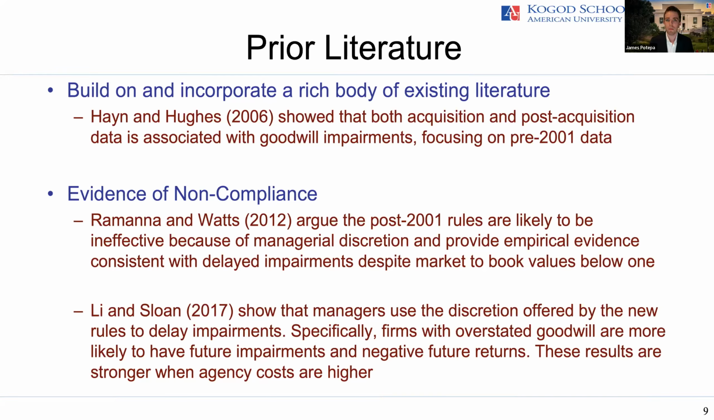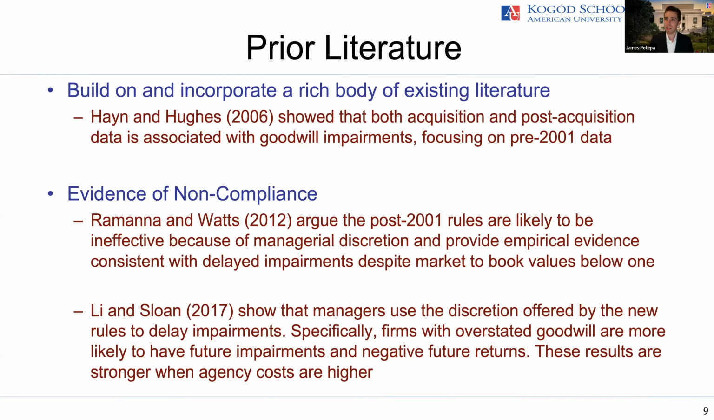So we're building on a big body of existing literature, and our model is mainly based on Hayn and Hughes 2006, which showed that both acquisition and post-acquisition data is associated with goodwill impairments. They're going to focus on pre-2001 data. They do have a very small bit of analysis, which I believe is either a footnote or at the very end of the paper, where they take a look at some data post-2001, but really they're focused on the prior set of rules there.